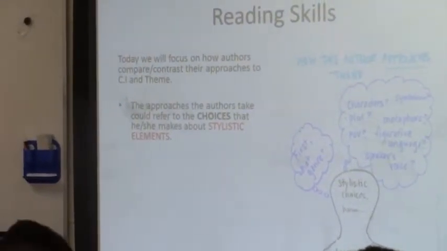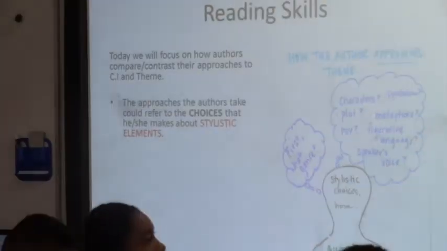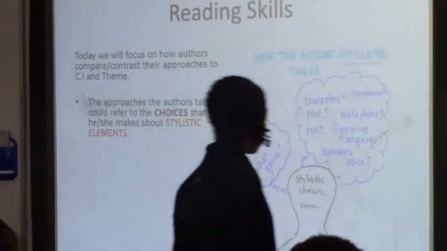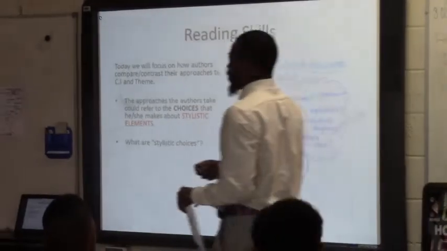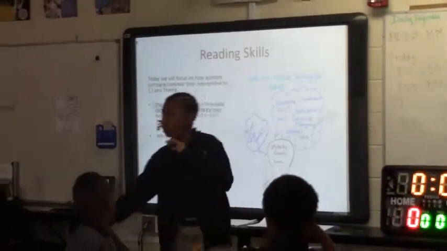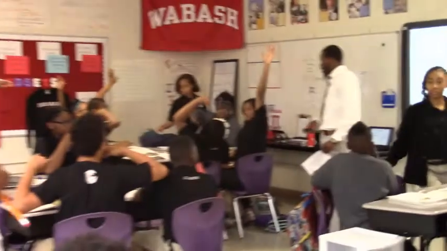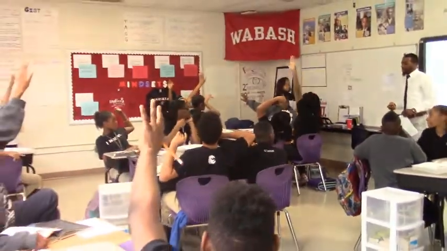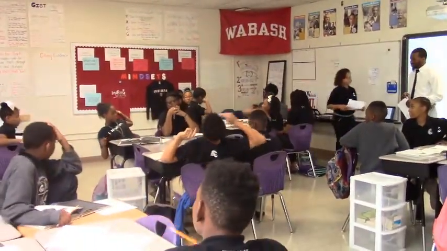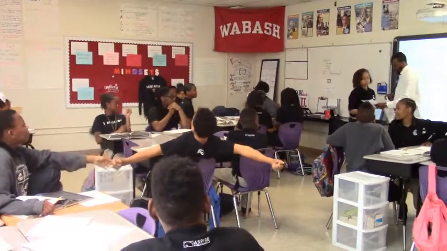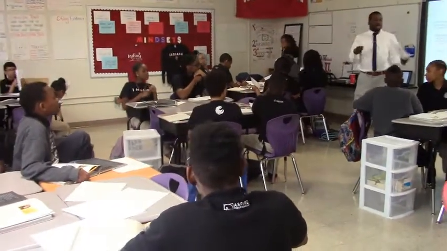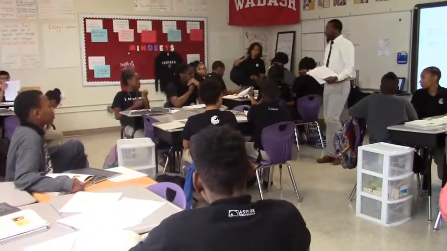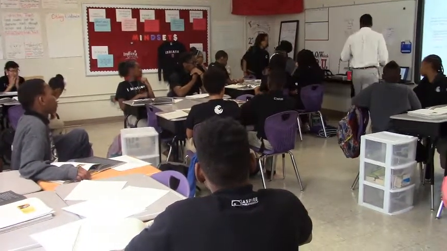The approaches the author takes refer to the choices that he or she makes about stylistic elements. I'm giving out points. Who remembers what a stylistic choice or stylistic elements are? Pierce? A stylistic element is basically the stylistic choice that they're making, right? The specific choice that they're making into how they're going to write their story, right? Good.